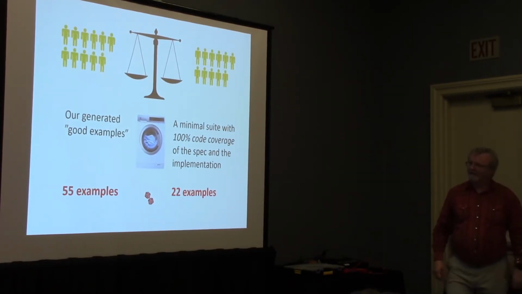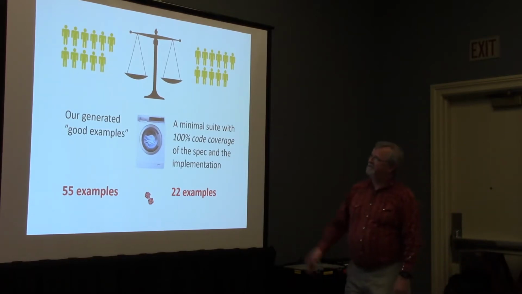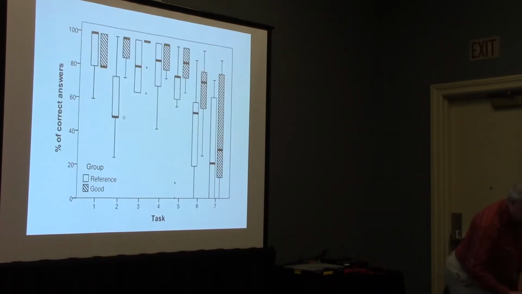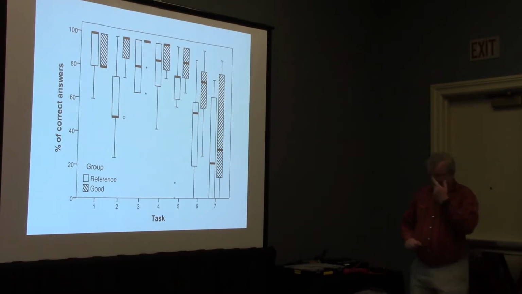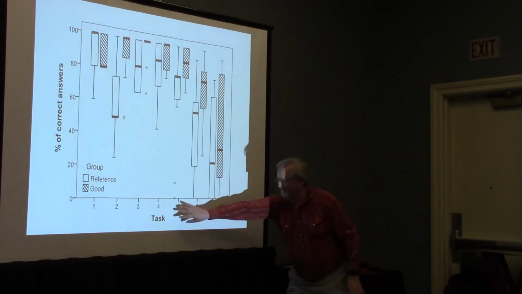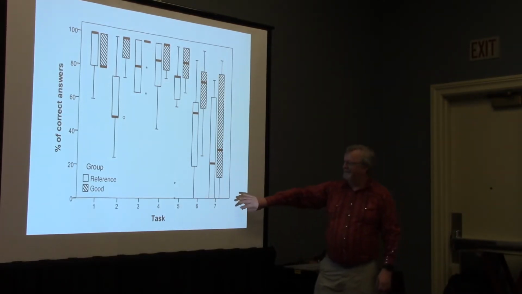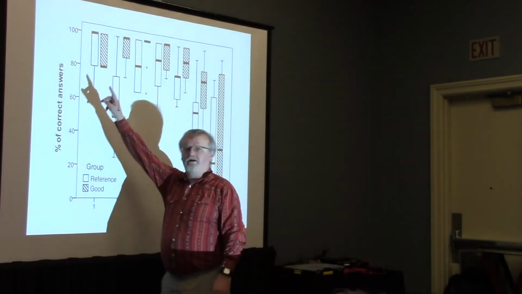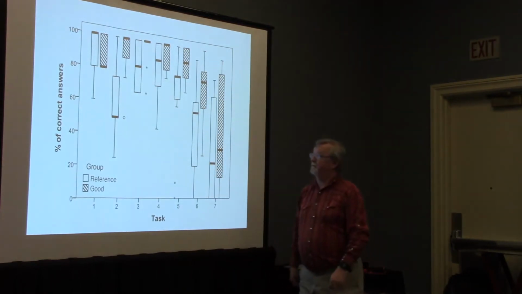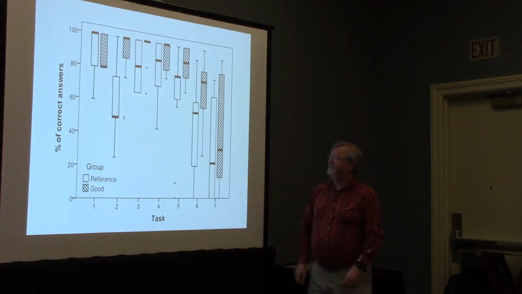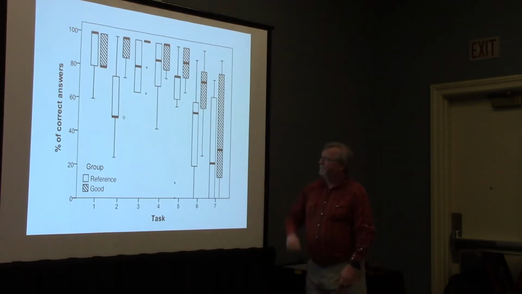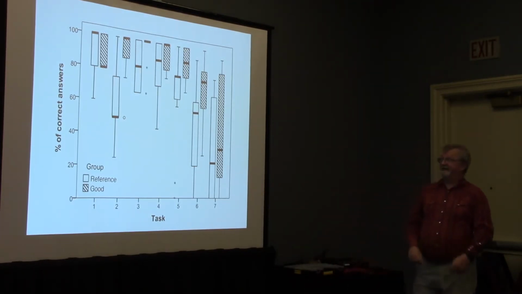22 students. We divided them randomly into two groups of 11 each, and we gave them 7 tasks to solve. And here are the results. It's a box plot. These show on the x-axis the task numbers, so there were 7 different tasks, and on the y-axis, the percentage of return values that the students got right. The white boxes represent students who got examples with 100% coverage. The grey boxes represent students who got our good examples.